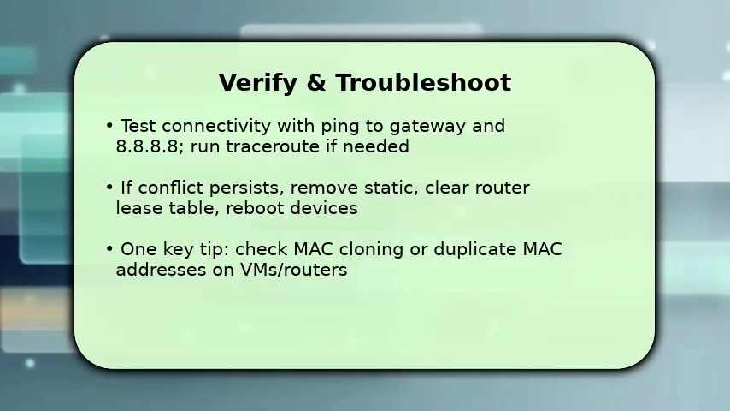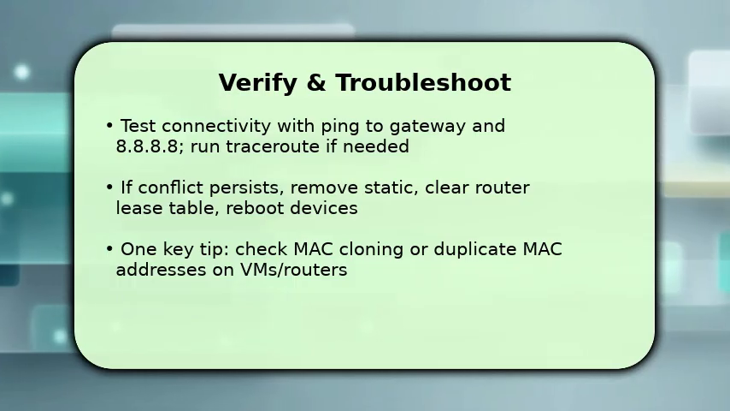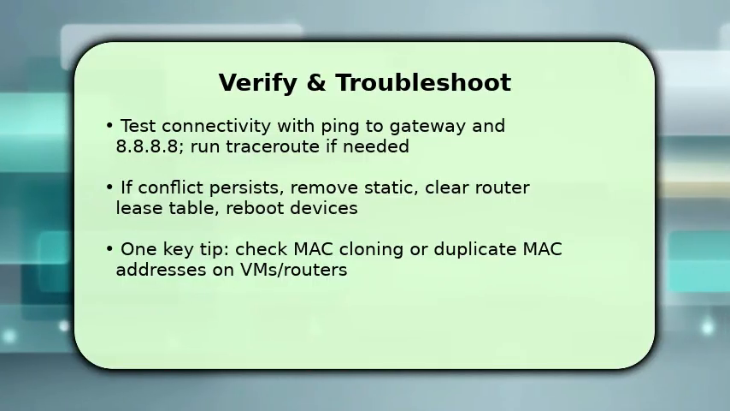If you still see an IP conflict, undo any static assignment, clear the router's DHCP lease table, and reboot both router and client to get a fresh lease. Make sure to check for duplicate MAC addresses. Virtual machines or misconfigured routers can clone MACs and cause persistent conflicts.